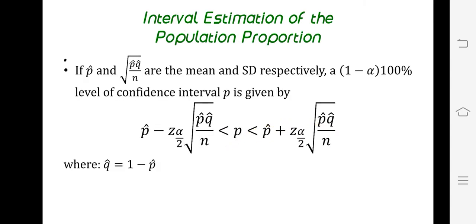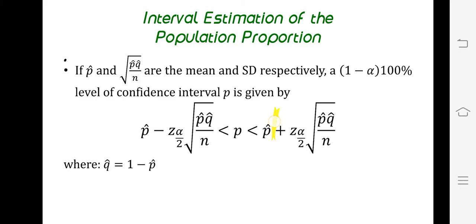Okay, and this one is the level of confidence. The confidence interval for p is given by this. It tells us the interval estimate of p. Actually, it is just similar to the interval estimate for the population mean. The only difference is, instead of having mu in the middle, we have p. Instead of having x bar, we have p hat.